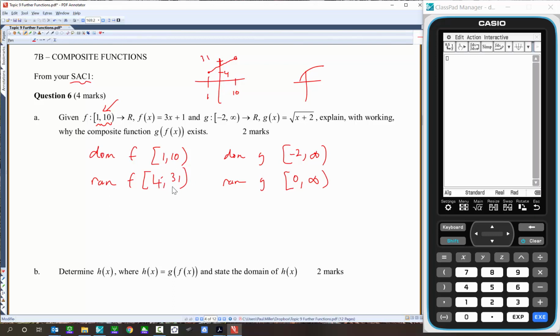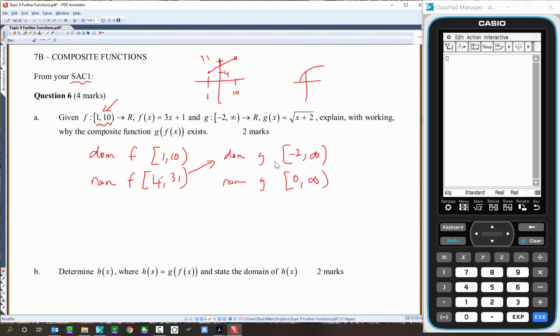Now, if that's what can come out, what we want to do is put the result into g. So we want to get some results out of f by giving it x values. Results will come out which are in this range of values. Values can be between 4 and 31. And what we want to do is make sure that g will accept all of those values. Okay, so we want to check that the range of the inner function is a subset of the domain of the outer function.